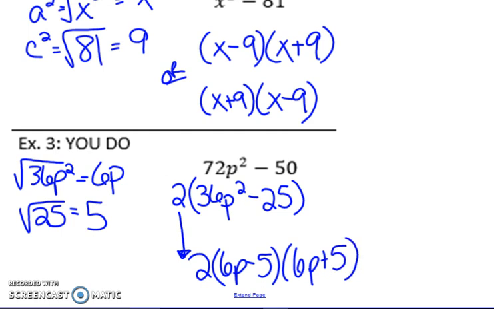And again, you can switch the order. You can have 6p plus 5 first. It doesn't matter.